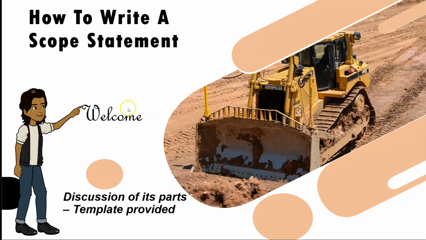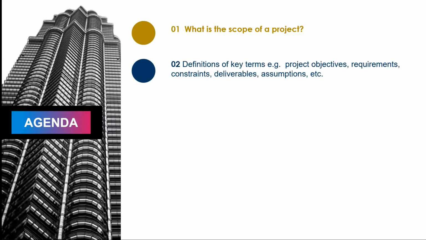This time I'm looking at how to write a scope statement. I'm going to be discussing its parts and we're going to be looking at a template developed for it. So what's the agenda? We're going to be looking at what is the scope of the project. We're going to look at definition of key terms, project objectives, requirements, constraints, deliverables, assumptions.